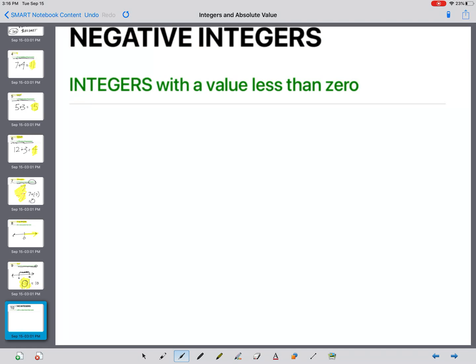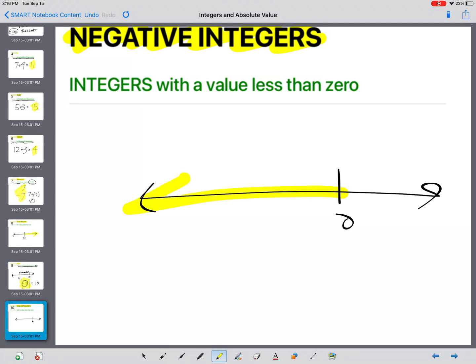Our ninth vocab term is going to be negative integers. Those are integers with values less than 0. So on a number line, it's going to be all the numbers to the left of 0.